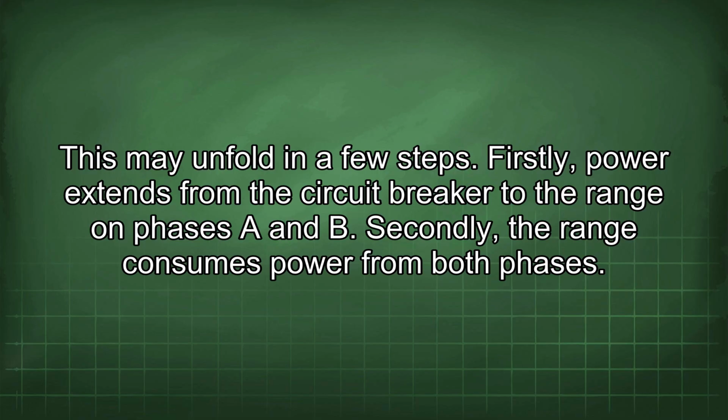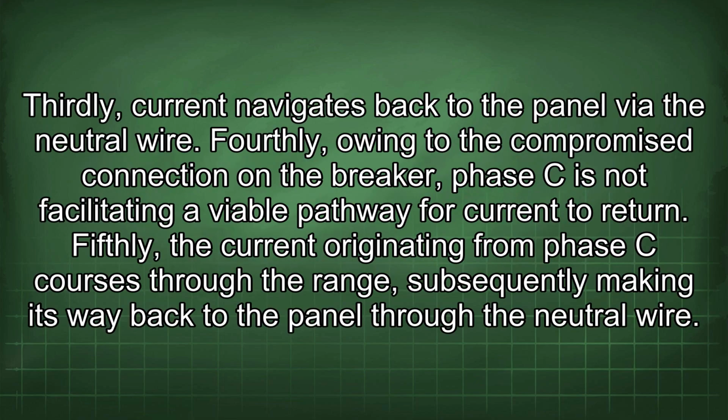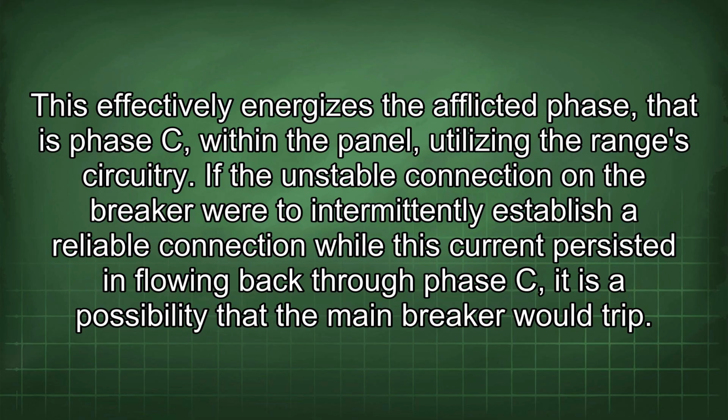This may unfold in a few steps. Firstly, power extends from the circuit breaker to the range on phases A and B. Secondly, the range consumes power from both phases. Thirdly, current navigates back to the panel via the neutral wire. Fourthly, owing to the compromised connection on the breaker, phase C is not facilitating a viable pathway for current to return. Fifthly, the current originating from phase C courses through the range, subsequently making its way back to the panel through the neutral wire. This effectively energizes the afflicted phase, that is phase C, within the panel, utilizing the range's circuitry.